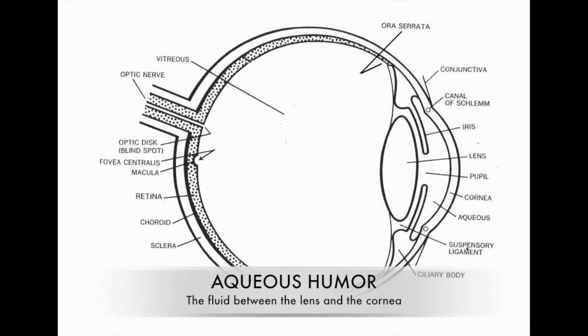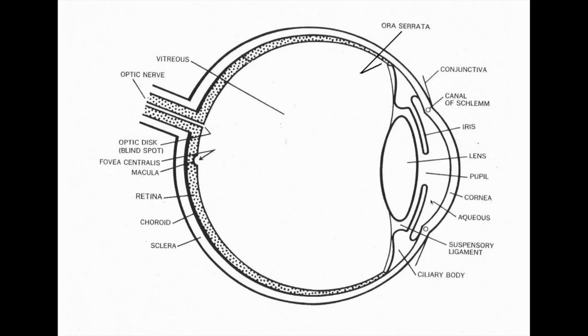The aqueous humor, located here on the diagram, is the liquid in the anterior and posterior chambers of the eye, the posterior chamber being located here, and the anterior chamber being located here, right in the front of the eye. The function of the aqueous humor is to refract light rays and give shape to the eye.